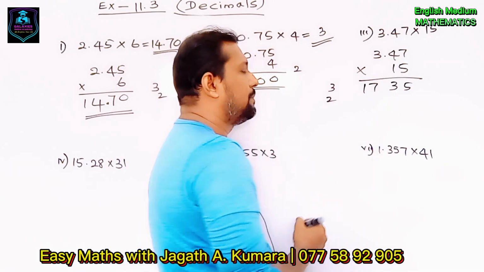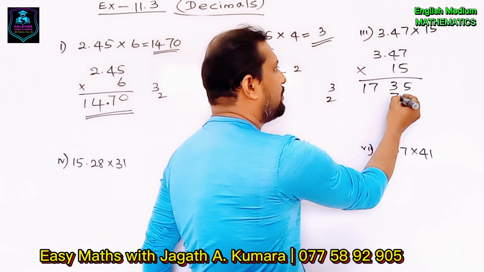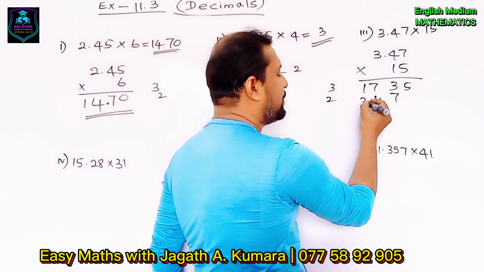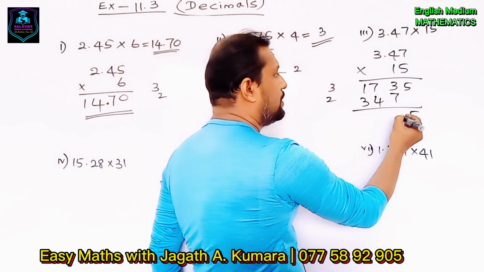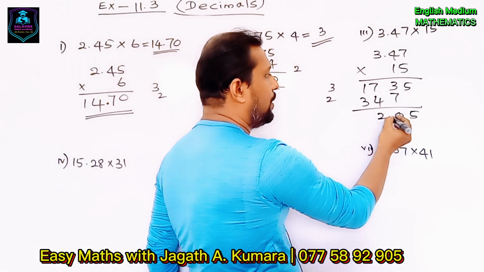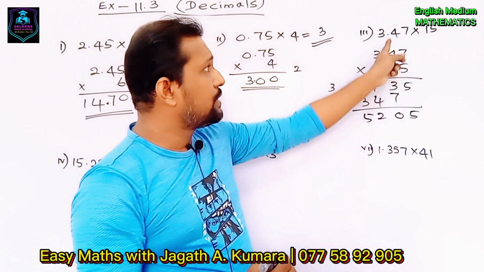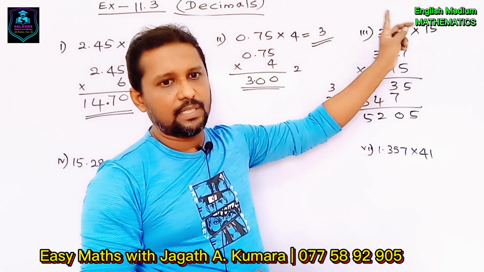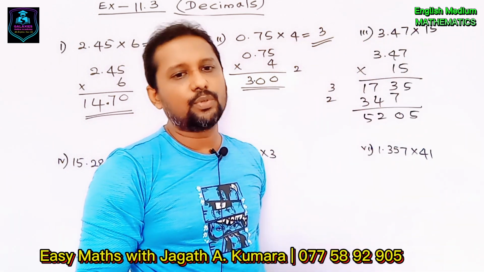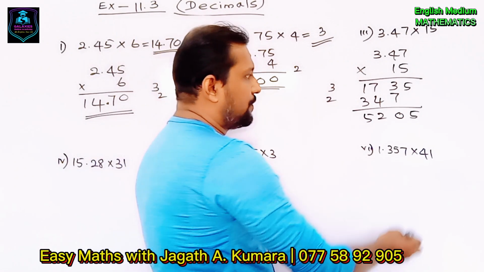Then I will multiply by 1. 1 times 7, 7. 1 times 4, 4. 1 times 3, 3. Now you can add these two. 10, remaining 1, 12, 5. Then you check how many decimal places of this number. There are 2 decimal places, so you keep 2 decimal places of the answer.